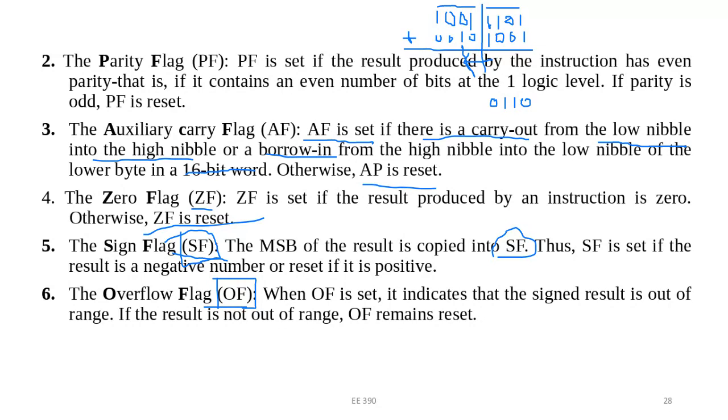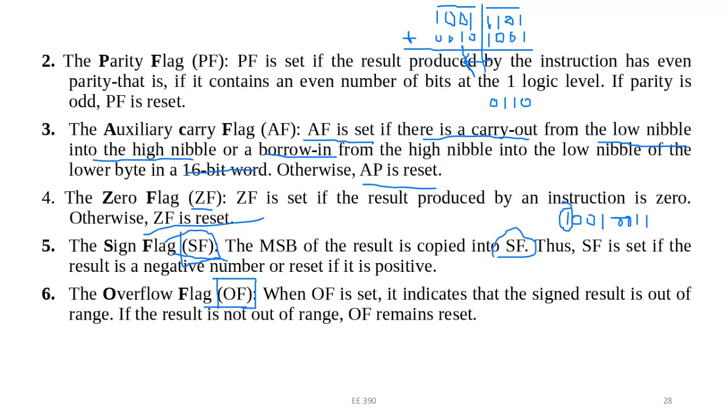For example, the outcome, I mean the result is 1 0 0 1 0 0 1 1. For this is the result. So it looks at the MSB bit. This is the MSB bit, most significant bit. So if it is 1, it means sign flag is 1. If it is 0, then sign flag is 0. That's it. So MSB of the result is copied into the sign flag.